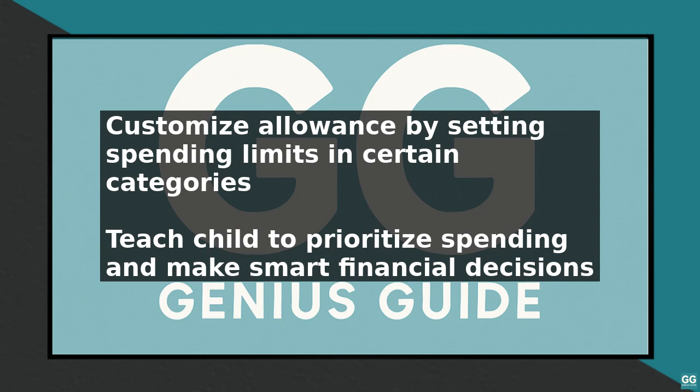Next, you can customize the allowance by setting limits on how much your child can spend in certain categories, such as cash withdrawals, online purchases, or specific stores. This helps teach your child to prioritize their spending and make smart financial decisions.